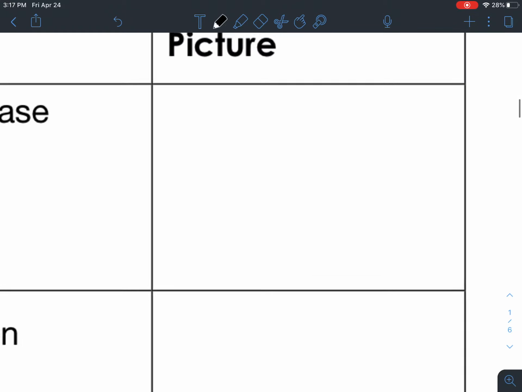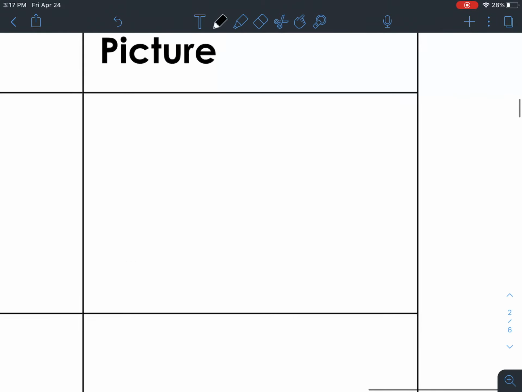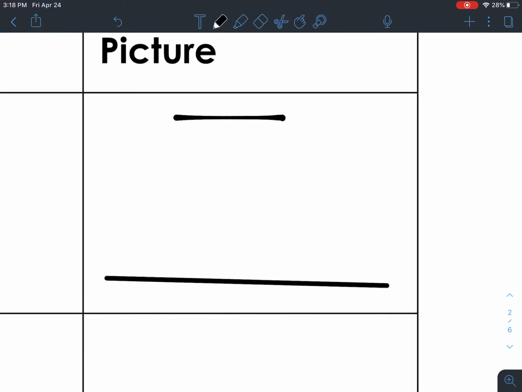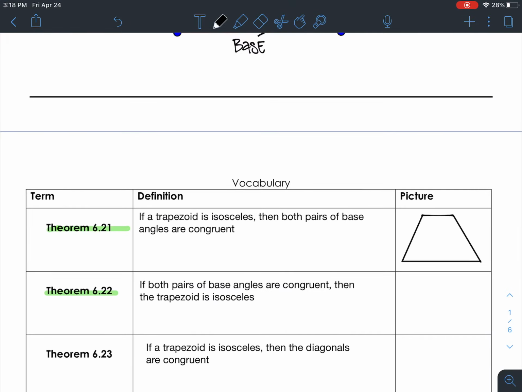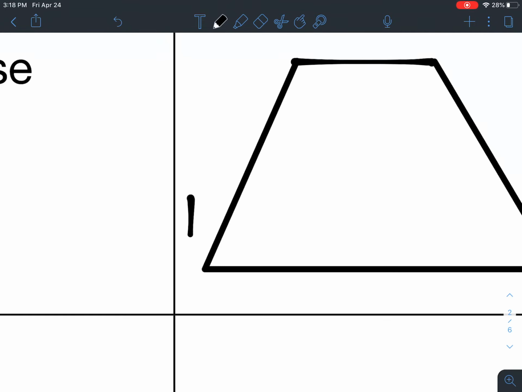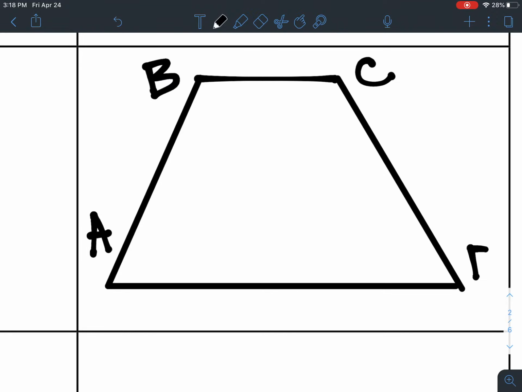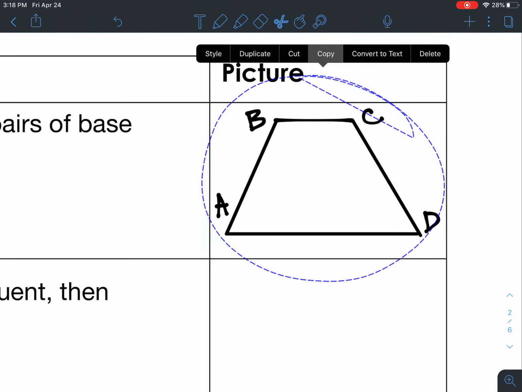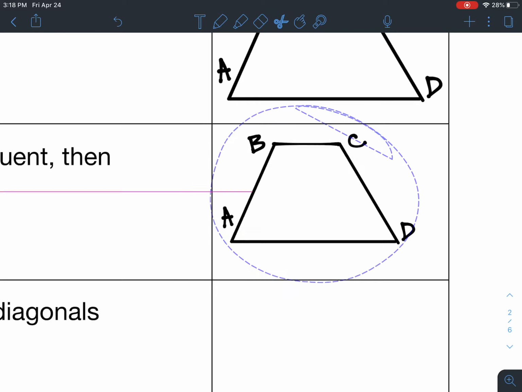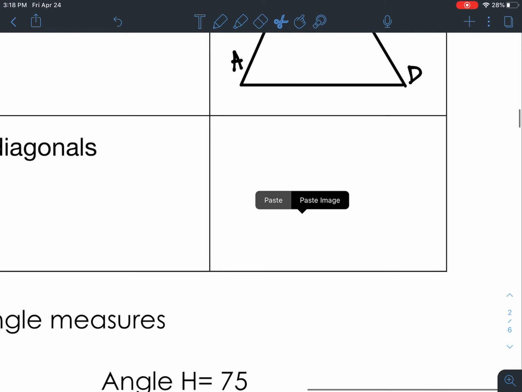What 21 is saying is if a trapezoid is isosceles, then both pairs of base angles are congruent. I think the best place to start here is to draw a picture. So we're going to start by drawing an isosceles trapezoid, and I want us to label the vertices. Going around, we're going to label this A, B, C, D. Then, for discussion purposes, we're going to copy and paste this into the next three pictures, if it fits. I'll make mine a little bit smaller.